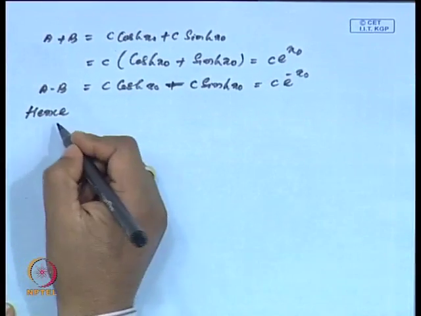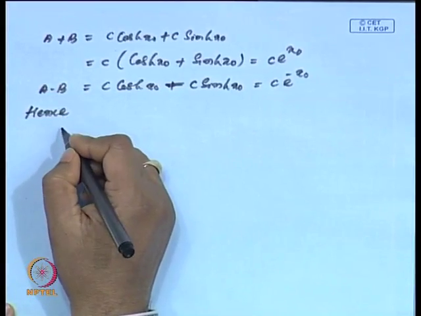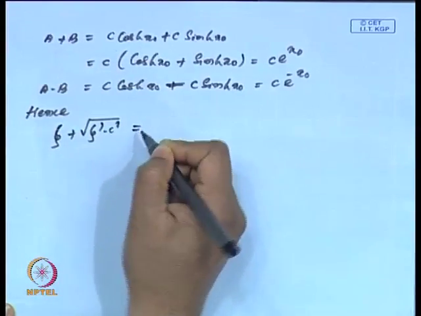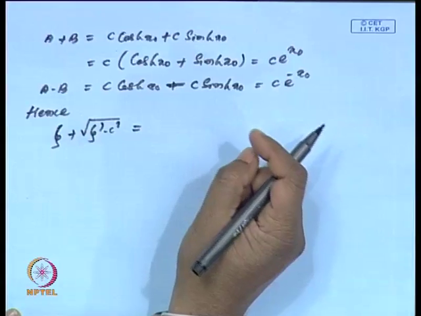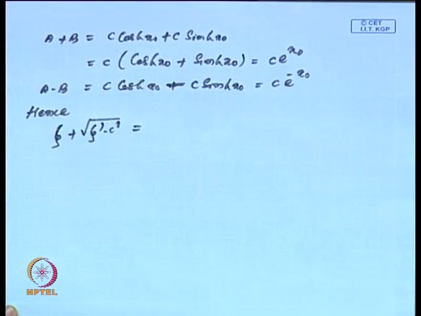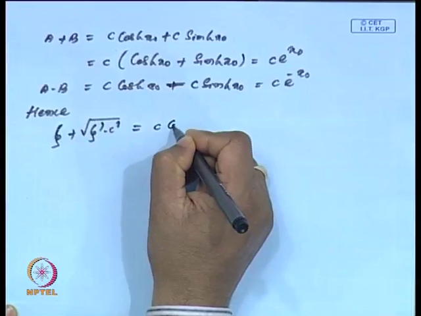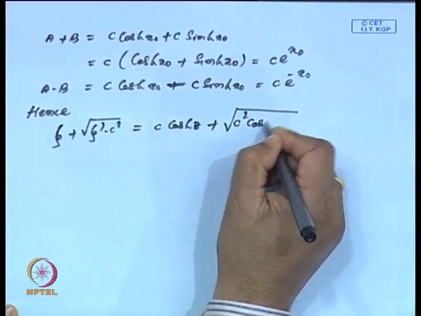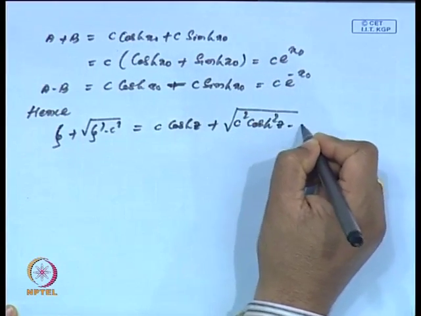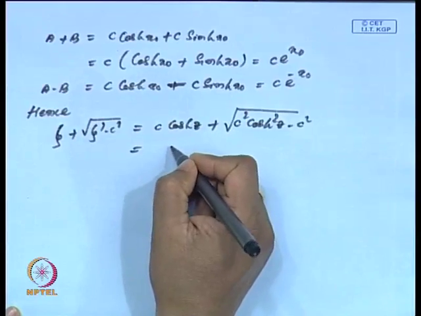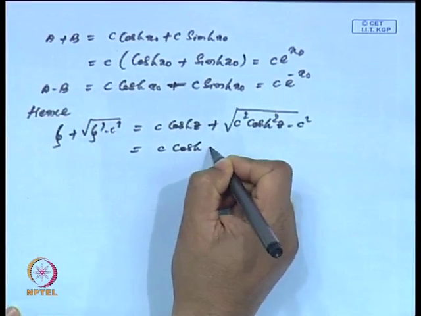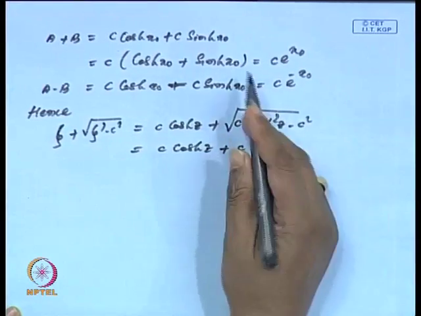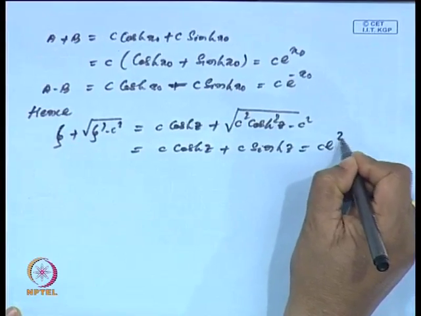What will happen, because in my previous class I was talking about elliptic coordinates: xi plus square root of xi square minus c square. Because I have taken xi equal to c cosh z, this will be c cosh z plus square root of c square cosh square z minus c square, and that will give me c cosh z plus c sinh z. From the previous expression I can always get c e to the power z.